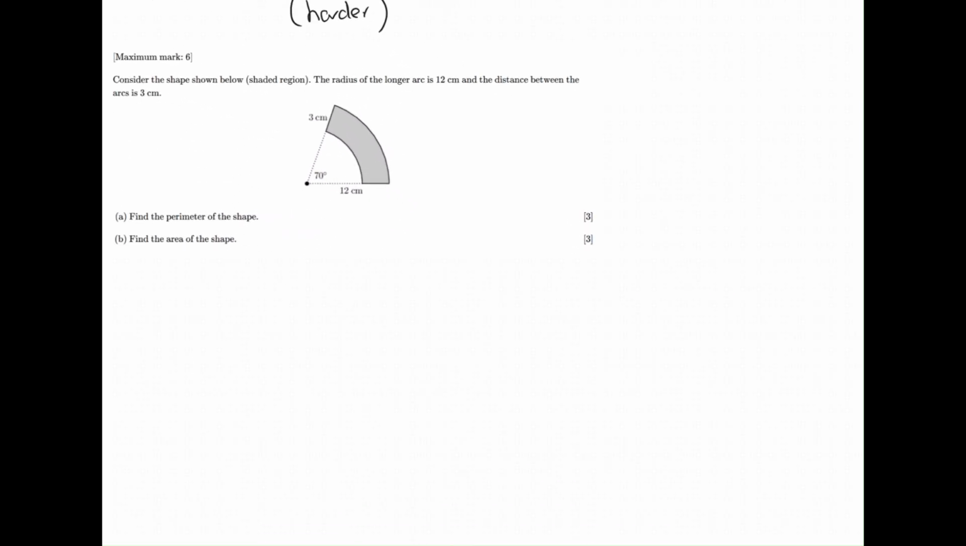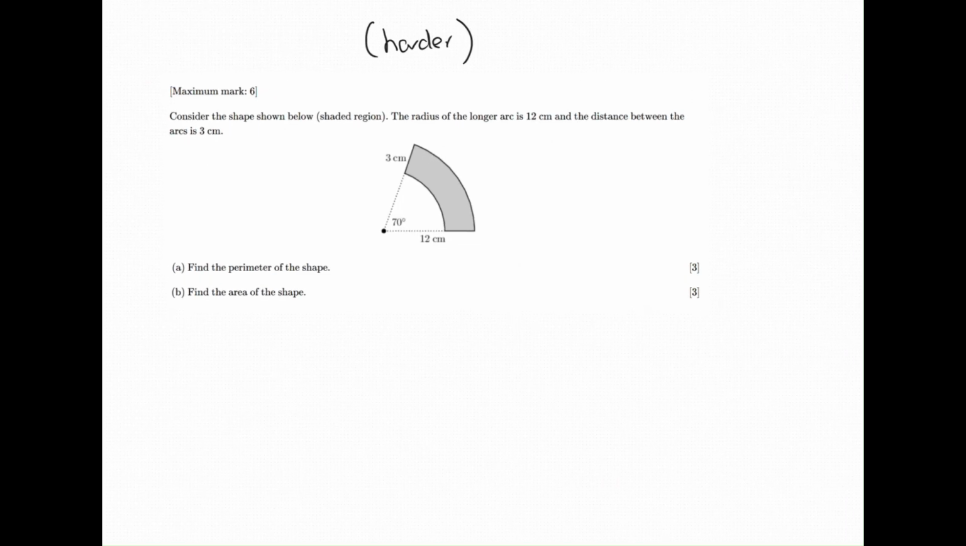So now moving to a circles question, which is a bit harder. It's a 6 marker. Consider the shape below. The radius of the longer arc is 12 centimeters and the distance between the arcs is 3. Find the perimeter of the shape. Firstly, you'd have to break it down into two subsections: the small arc and the bigger arc, as it has a larger radius.